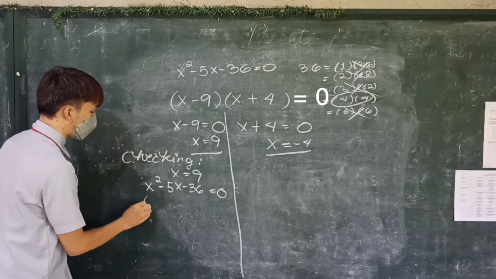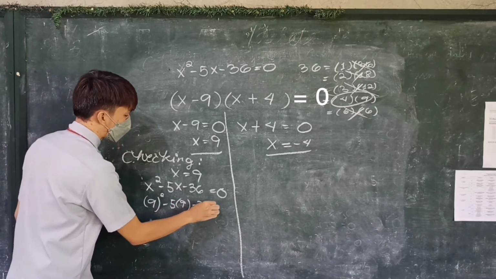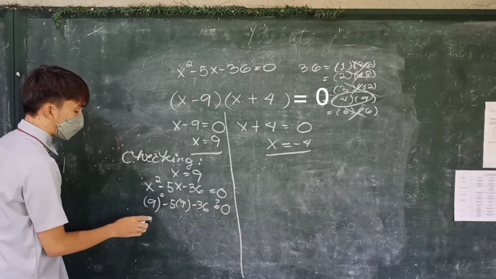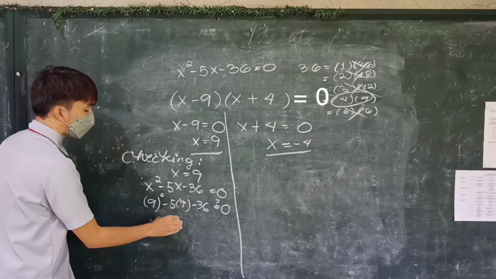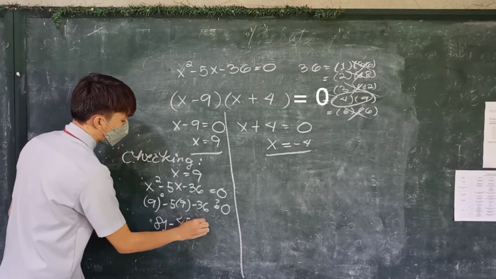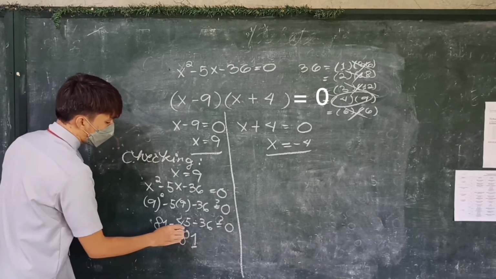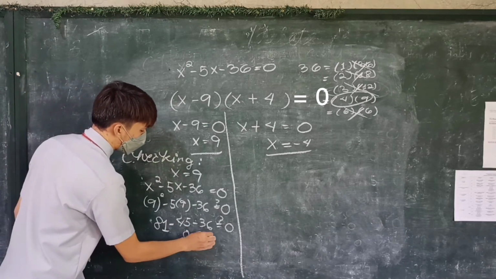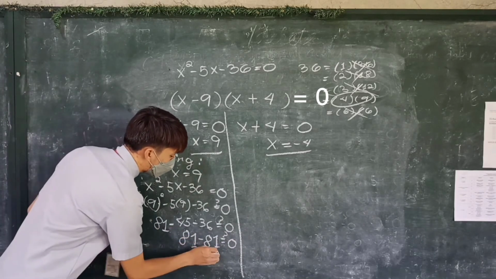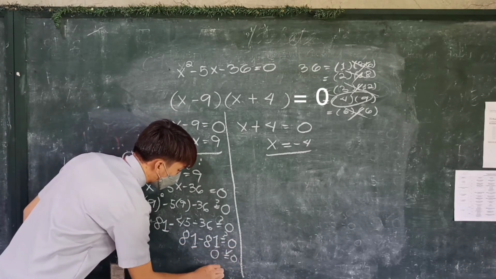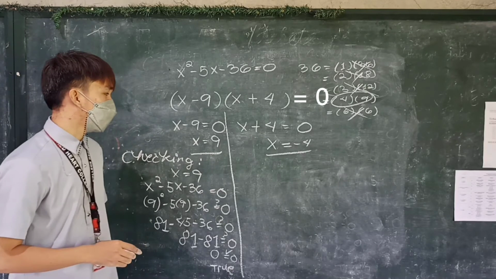Substitute the value of x, which is 9. So we have here 9 squared minus 5 times 9 minus 36 equals 0. 9 times 9 equals 81. Negative 5 times 9 is negative 45. Minus 36 equals 0. Copy 81. Negative 45 minus 36 is negative 81. 81 minus 81 equals 0. So it's true. Which means that positive 9 satisfies the quadratic equation.